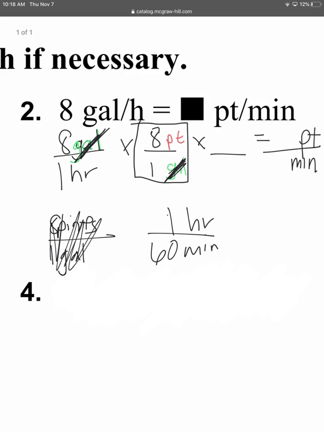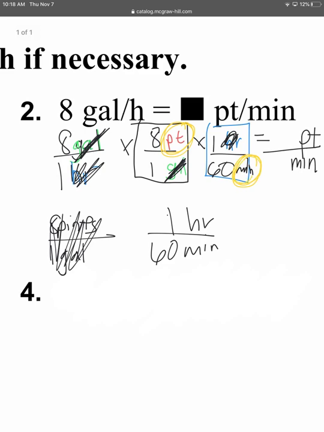60 minutes in an hour. We need to get rid of the hours that we started out with. We have hours right here. So where is it going to go here in our unit rate? It's going to go in the numerator. We're going to write hours there so that we can cancel it out. So there's 1 hour and 60 minutes. Now we have hours in the denominator and the numerator. We can cross it out. So we're left with what we wanted. We wanted pints and we wanted minutes, right?